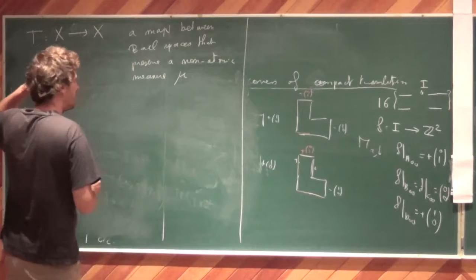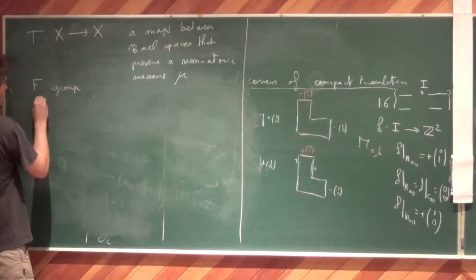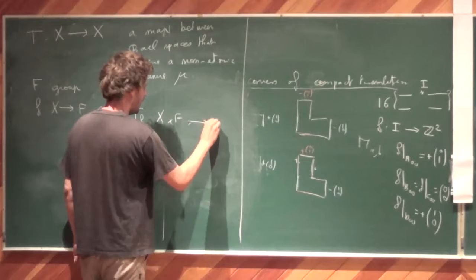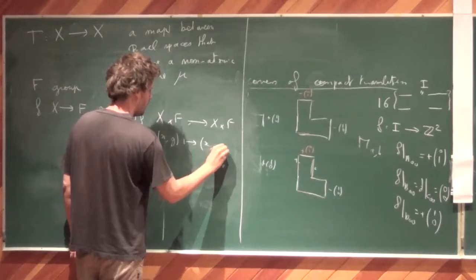And so given a group F, and given a map from X to F, we can build the skew product, as I did before, from X times F to X times F, given by (x, g) mapped to (T(x), g times the map of x). What I want to do is to study general properties of this T_F.